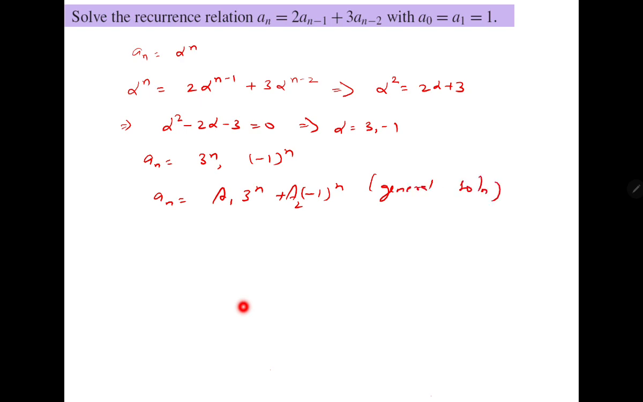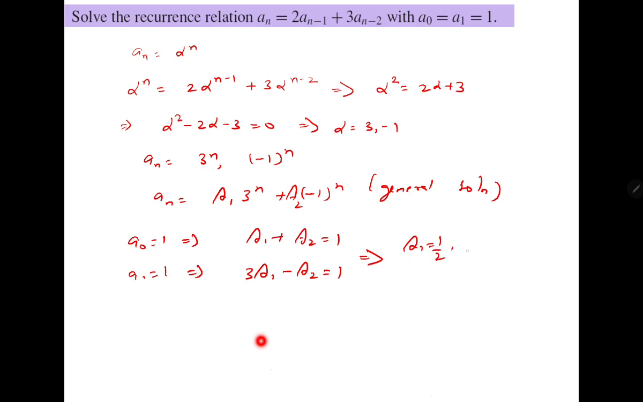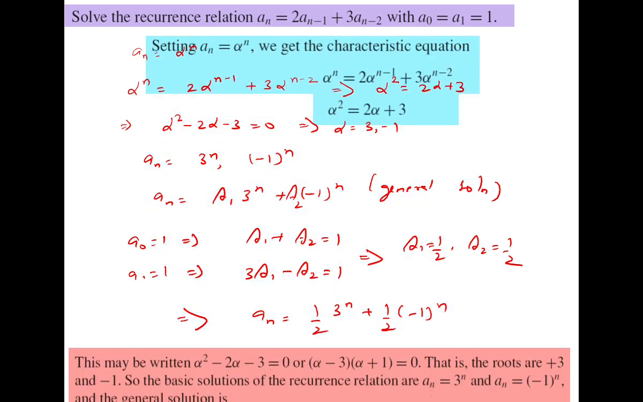But with the initial conditions, I can easily find the values of capital A1, capital A2. So a naught is equal to 1 implies A1 plus A2 is equal to 1, and a1 is equal to 1 implies 3A1 minus A2 is equal to 1. If I solve them, then A1 is equal to half and A2 is equal to half. That means my required solution is half 3 raised to the power n plus half minus 1 raised to the power n. Okay, so very easy to solve this one. Let's see one more question.